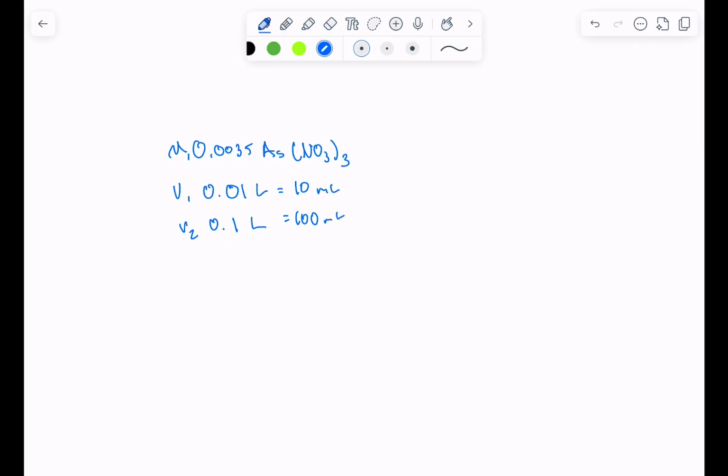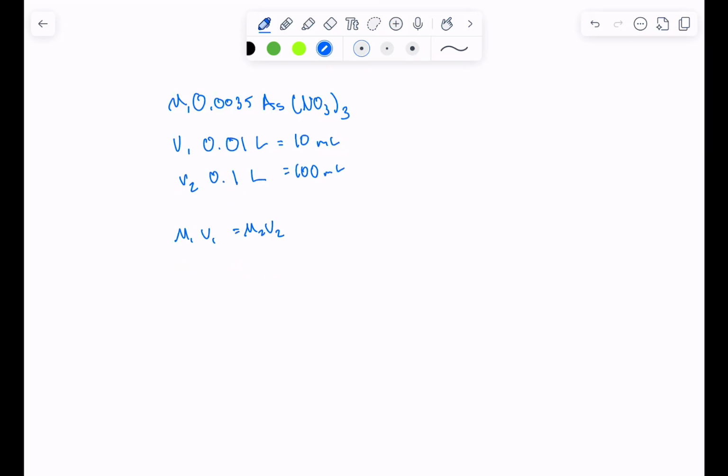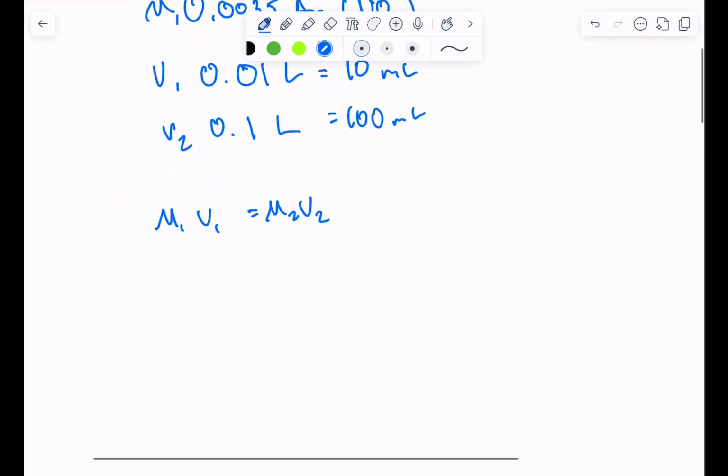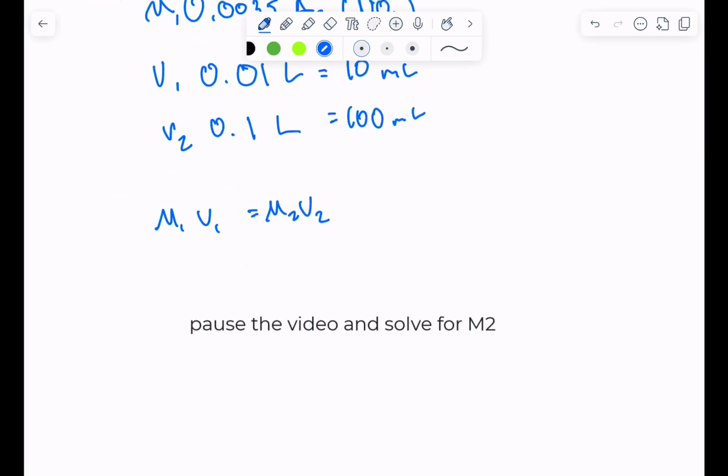And so with this, we know the equation M1V1 equals M2V2. And now we're looking for the value of M2. So I will leave that up to you guys.